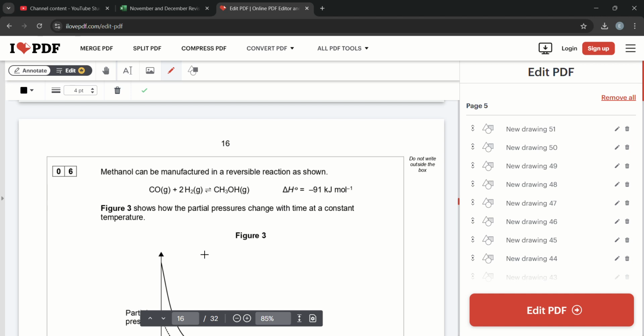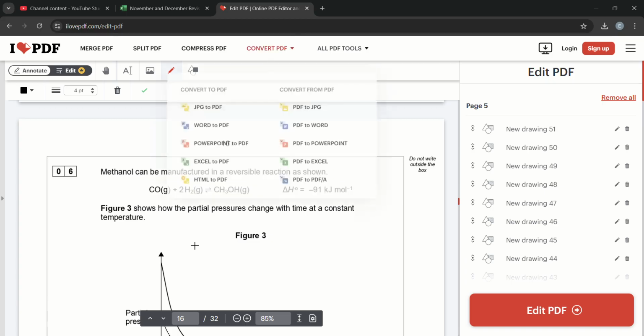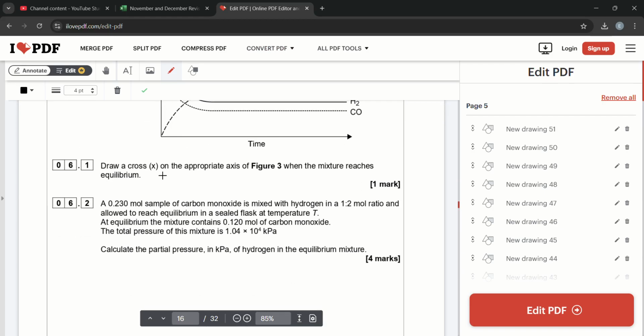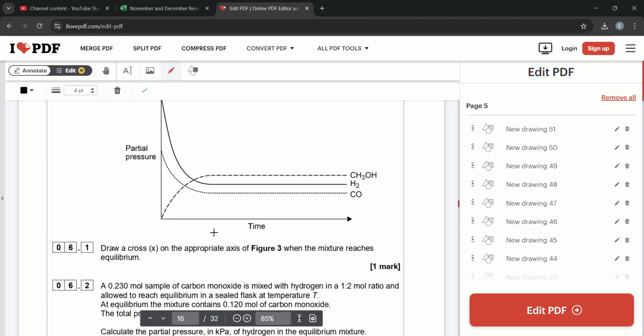Question 6. Methanol can be manufactured in a reversible reaction as shown. Figure 3 shows how the partial pressure changes with time at constant temperature. Draw a cross X on appropriate axes of Figure 3 when the mixture reaches equilibrium. When it's going to reach equilibrium, it's going to be somewhere around here, right?